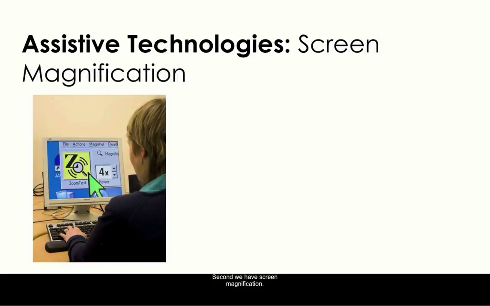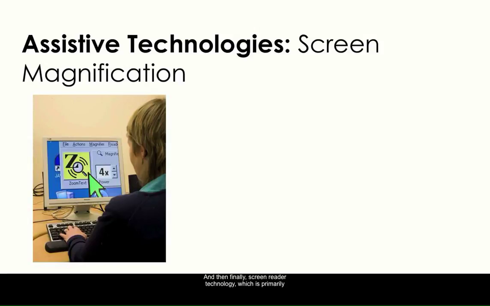Second, we have screen magnification, and on this slide I have an image of a woman who has ZoomText, which is a piece of assistive technology software that allows her to zoom her screen in. She's got her screen zoomed in by 4 times. So for people with low vision, this is a really vital piece of technology to enable them to navigate and interact with their digital content.